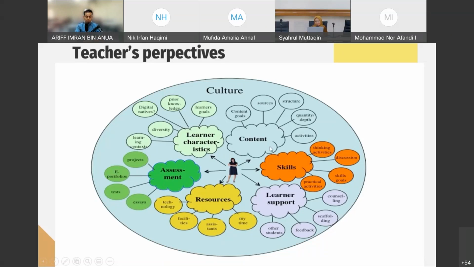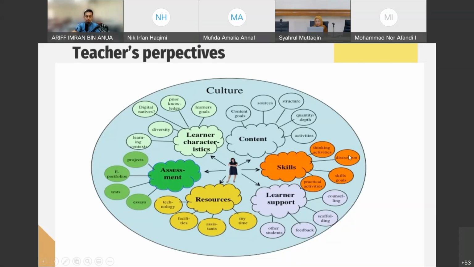And then from the content point of view, the teacher will see the content goals and then the resources and then the structure and then the quantity and also the activities that will best support and also best transfer the content to the teaching learning process. And then from the skills point of view, a teacher will see the thinking activities, or what kind of activities force thinking, yeah. And then the discussions, how to engage the students in the discussions.